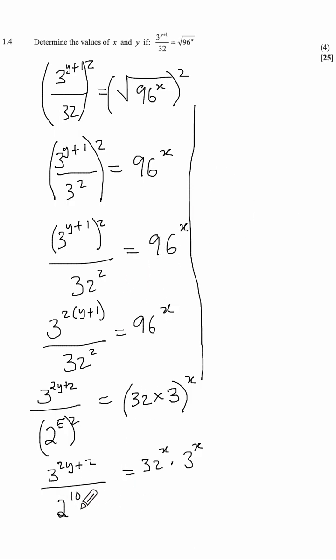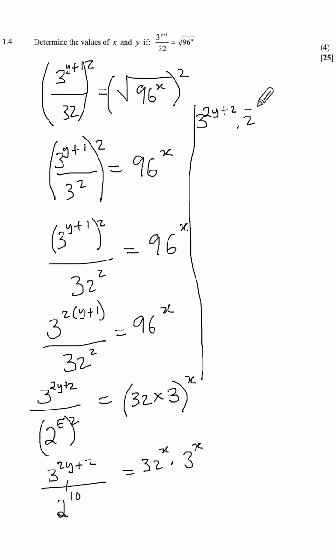So what I'm going to do here, I want to bring this 2 to the power of 10 to the top. So how does it go to the top? If I want to bring 2 to the power of 10 to the top, I have to make the power 10 negative. So then I will have this 3 to the power 2y plus 2, which is already on top, 3 to the power 2y plus 2 by 2, but now to the power negative 10 when I bring it up top.